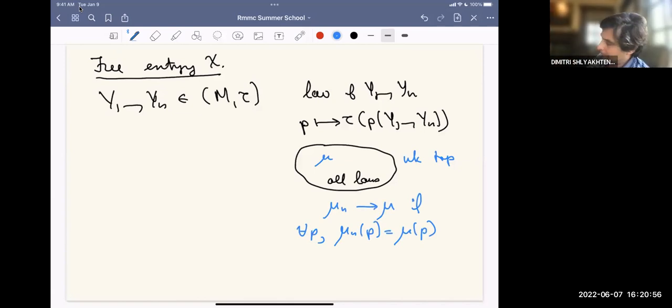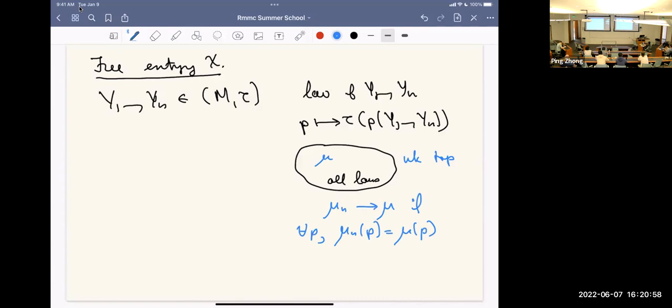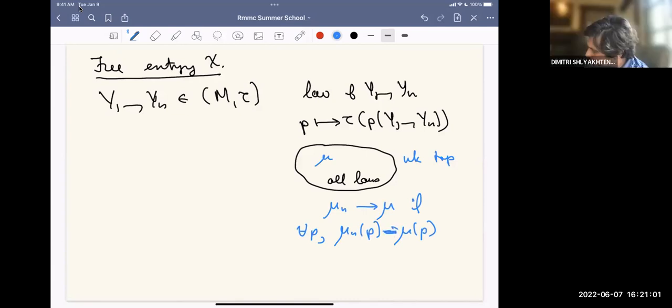You forgot a limit sign? I'm sorry? Did you forget a limit sign? Yes. Yeah.